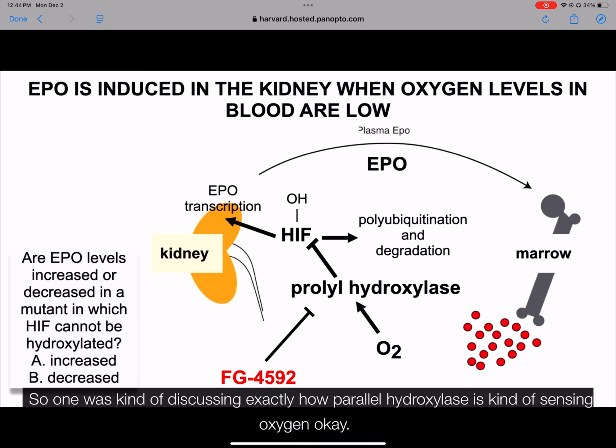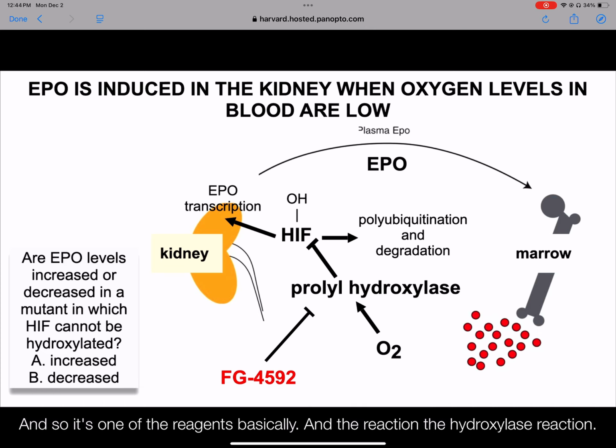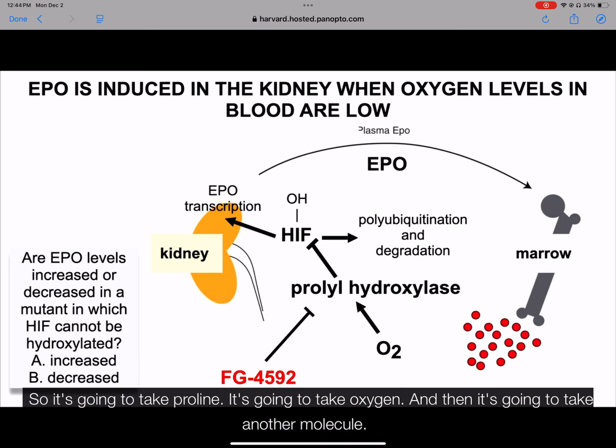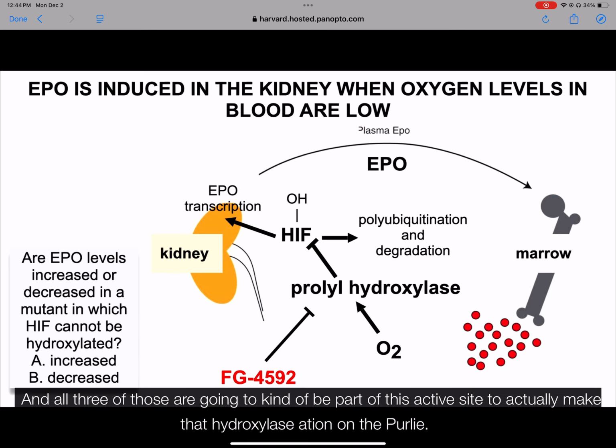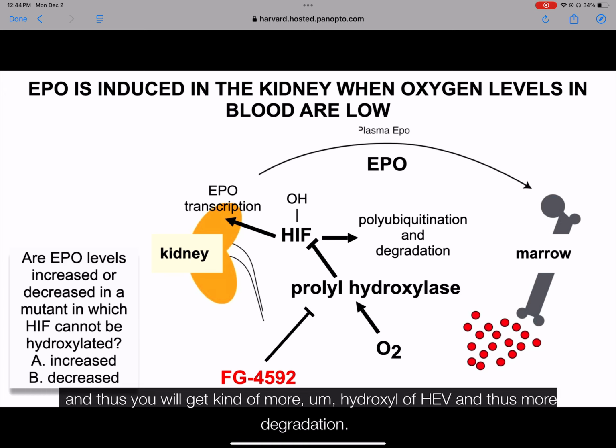One question was about exactly how prolyl hydroxylase senses oxygen. Oxygen is actually part of the mechanism; it's one of the reagents in the hydroxylation reaction. It's going to take proline, it's going to take oxygen, and then another molecule, and all three of those are part of the active site to make that hydroxylation on the proline. So with more oxygen, you're able to catalyze more of those reactions, and thus you get more hydroxylation of HIF, and thus more degradation.